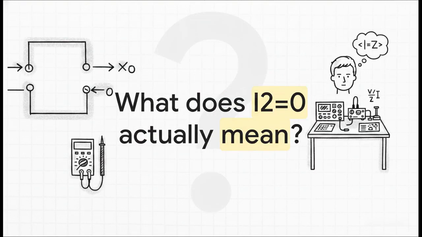Now here's a really important question. What do these parameters represent in the physical world? Let's say you're calculating Z11, which is input voltage divided by input current. The math requires that I2 equals 0. But what does I2 equaling 0 actually mean for an engineer sitting at a test bench? It means absolutely no current is flowing out of port 2. Physically, the output port is open-circuited. So Z11 simply represents the input impedance of the network when the output is left completely open.